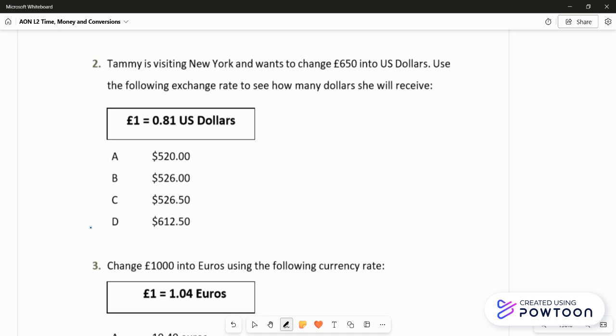Tammy is visiting New York and wants to change £650 into US dollars. So we're going to use the foreign exchange rate to see how many dollars she will receive. They'll always give you a conversion kind of key, okay? So if £1 is $0.81, 650 would be 650 times 0.81.